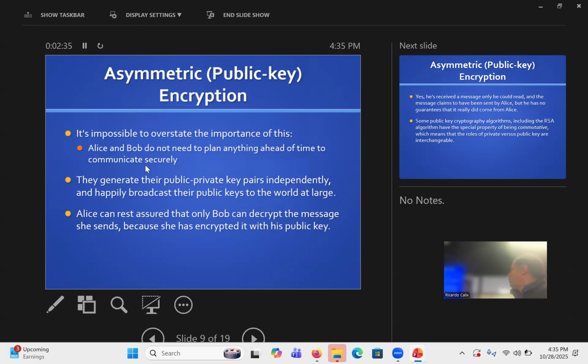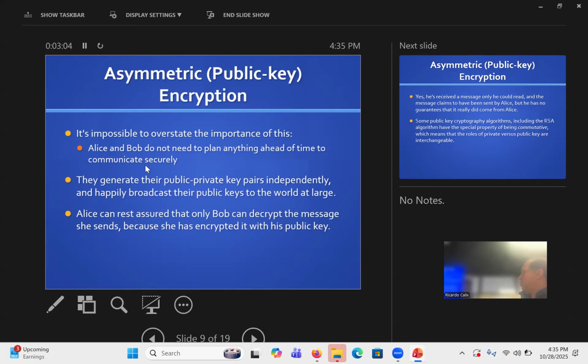So it's impossible to overstate the importance of this. Alice and Bob do not need to plan anything ahead of time to communicate securely. You just create your public and private key, and you're able to do the whole communication. They generate their public and private key pairs independently and happily broadcast their public keys to the world at large. Put it on your web page or something.